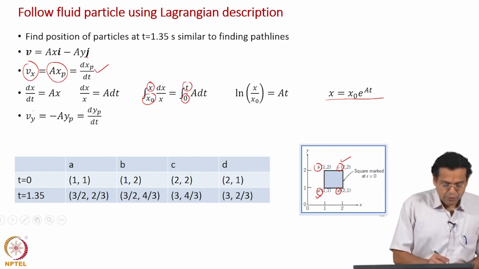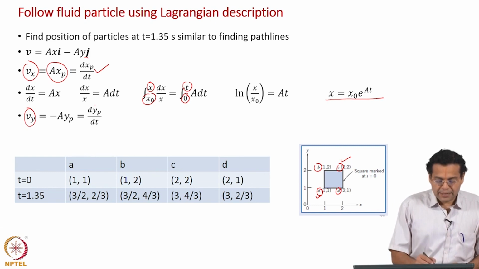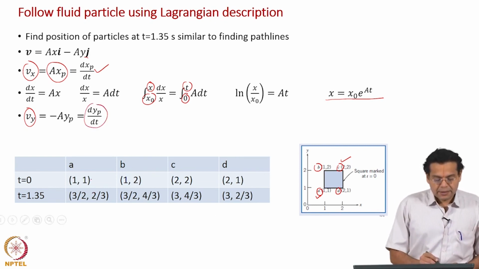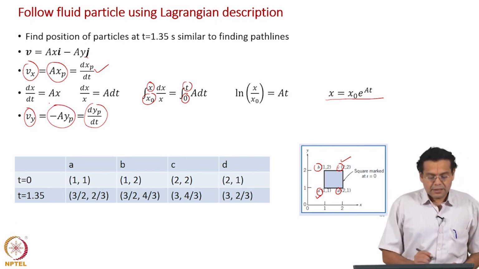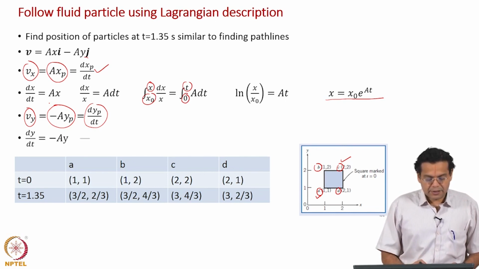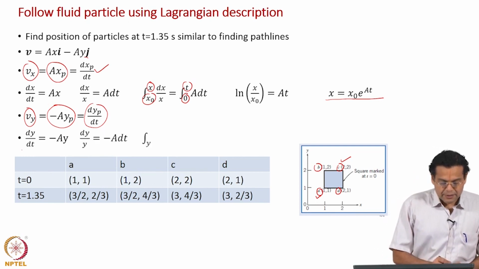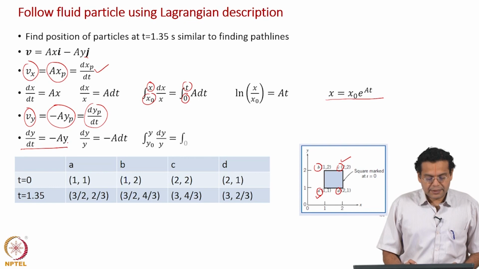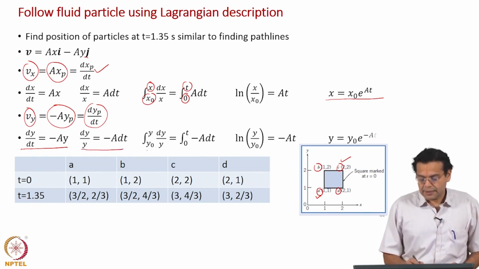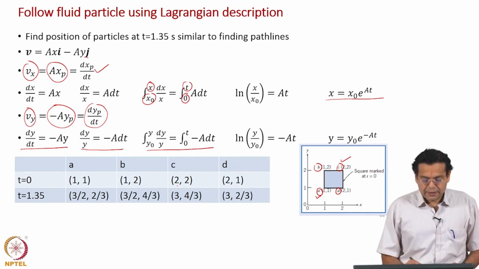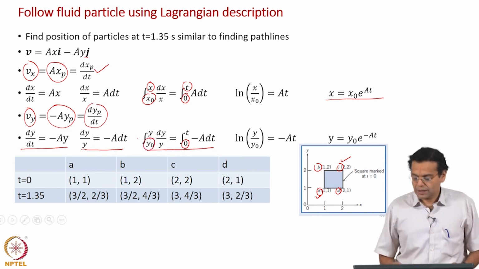We will equate the y component of velocity to the rate of change of y displacement of the particle, and here the y component of velocity is evaluated in terms of the y coordinate of the particle. Once again going back in terms of y, I get this differential equation relating y and time, dy by dt is equal to minus ay. Variable separation, integration, and now the initial condition, like in the earlier case, t equal to 0, y equal to y naught.